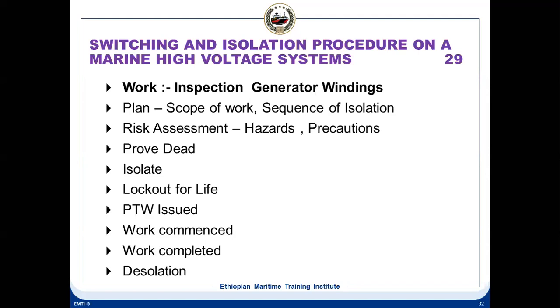Then prove dead, which means make the equipment dead. That means if you are going to inspect the generator winding, make sure the generator is totally isolated and dead. Then isolate the generator. Isolating the generator means you have to isolate it from the engine control room and also locally. Then lockout tagout.